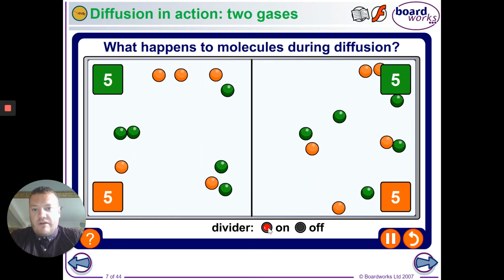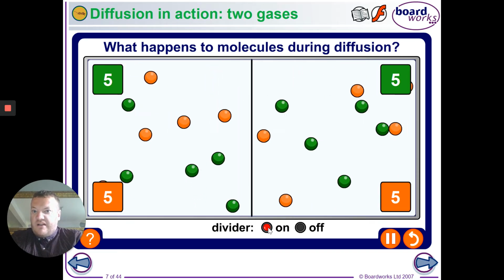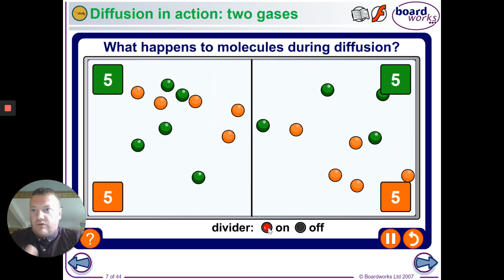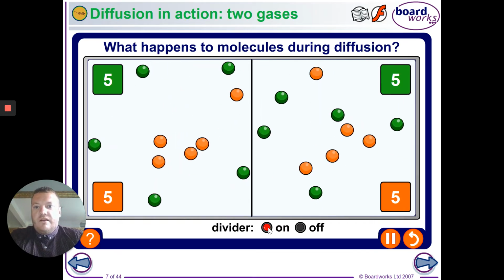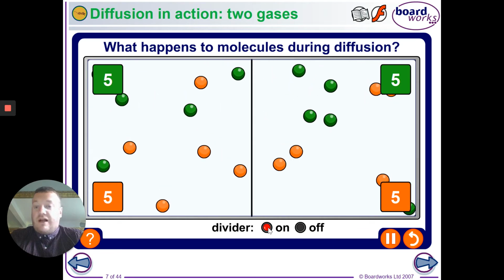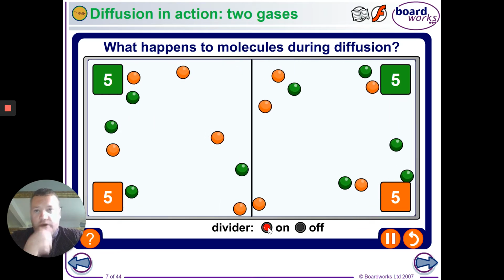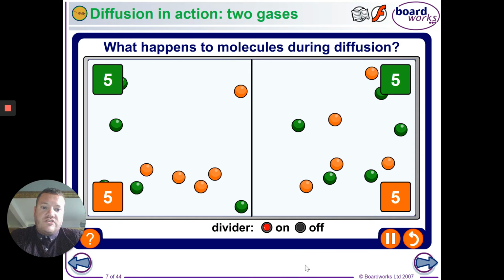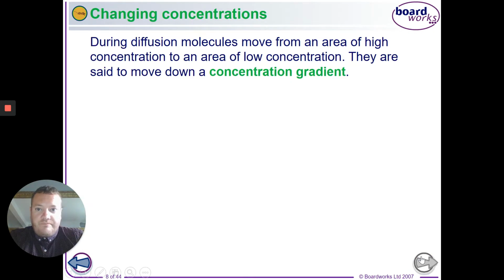We call that equilibrium. So although I could have stopped that divider, and there might not have been completely equal oranges and greens on either side, on average, once you've allowed them to diffuse and mix with one another, you'll have, on average, an equal number of oranges and greens on each side. Okay, that's known as equilibrium.